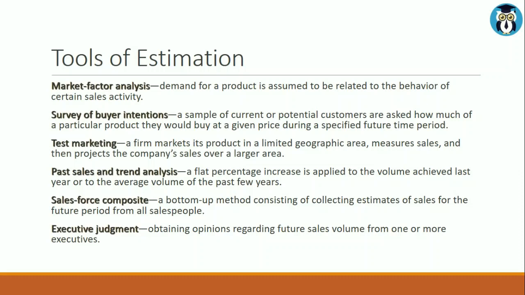decisions. And then executive judgment, which is the opposite of sales force composite, where the top management decides that, I think we can achieve 5 lakh units of product X. And then that target is broken down and given to the salespeople. So it's a top-down process rather than a bottom-up process.